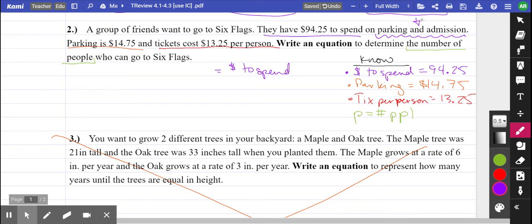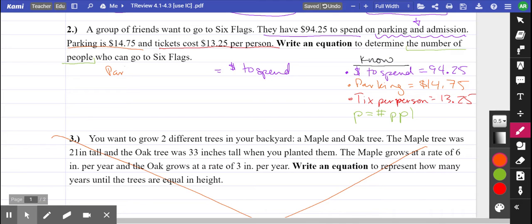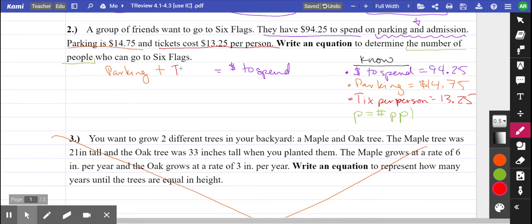Now, it says we pay for parking and admission. This word and here is a nice little indicator that we're going to add the parking and the admission together, right? If you think about it, you pay for parking and then you pay for going into Six Flags. You add those two things together. So let's write this out. So we got parking, and so that plus sign here, tickets per person.